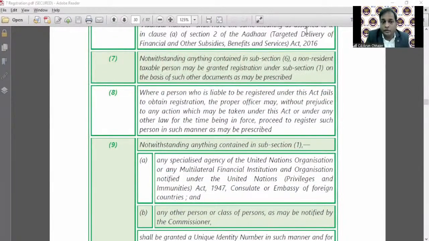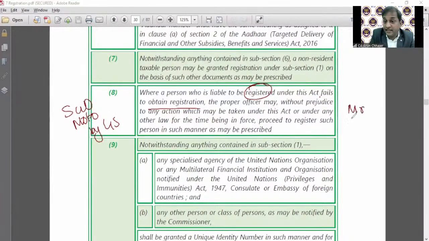25(8) talks about where the person is liable to be registered but fails to obtain the registration: suo motu registration by the GST officer. Suo motu registration by the GST officer. An important theory question can be expected.